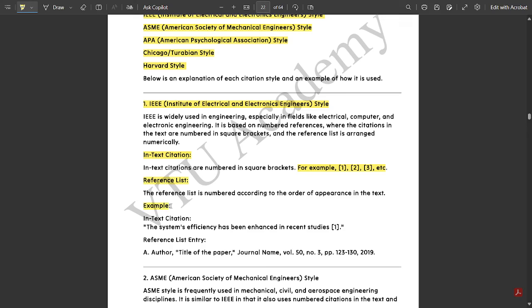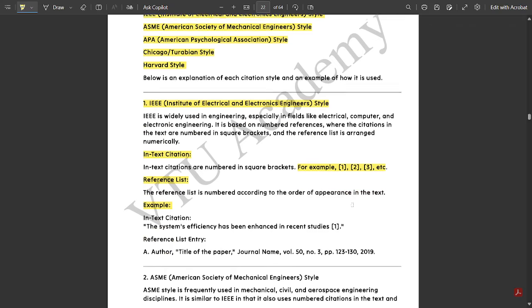For example, in-text citation: the system's efficiency has been enhanced in recent studies. Reference list entry: author, title of the paper, journal name, volume number, and presented on which date or at which address, pin code, everything. So this is the basic format of IEEE, as they mentioned here in the in-text citation and reference list. With one example, go through it and try to understand this IEEE format.